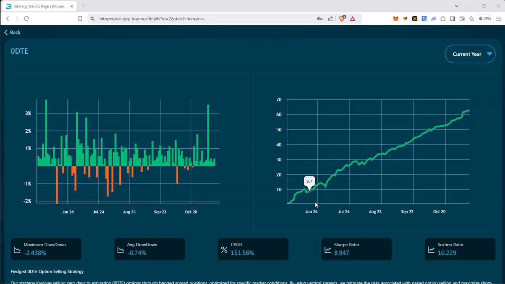So why am I so excited about this equity curve? Because you see that the corrections, the drawdowns are very low. So a drawdown is basically a lost trade, if you will, right? And you will see here on the left hand side, the maximum drawdown was 2.4%. So you see the red trades are drawdowns, right? And the green ones are profit.